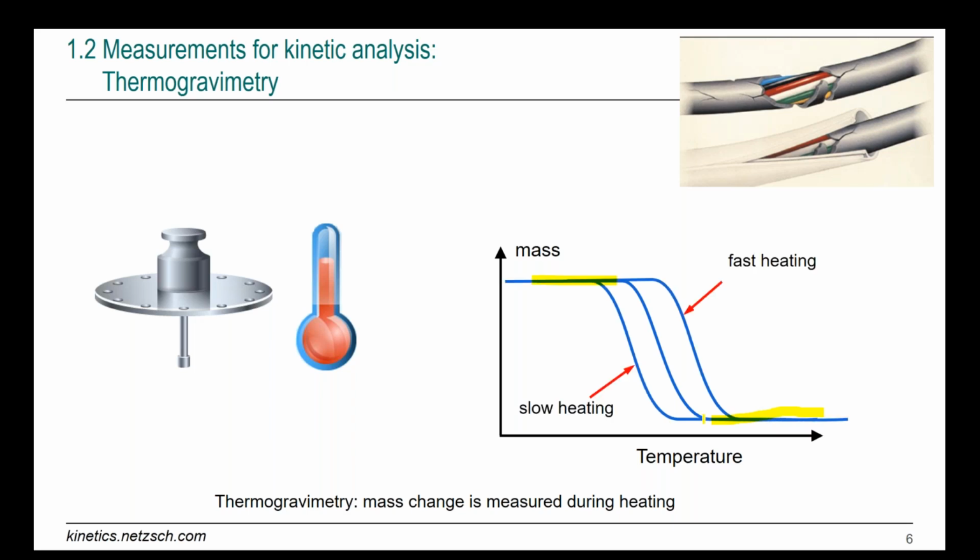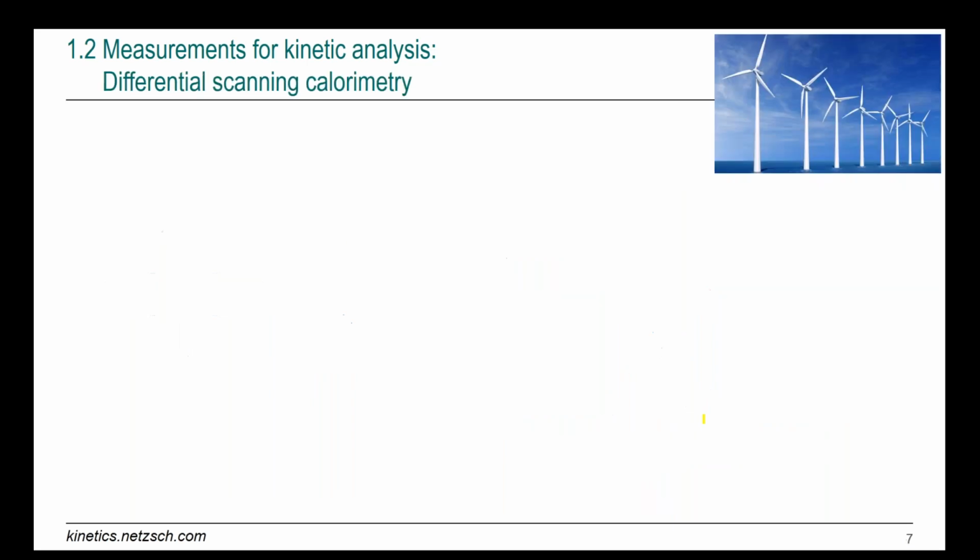If we need to make kinetic analysis, then it's not enough to have one curve. We must have slow heating, fast heating, and different curves of mass loss for different conditions.